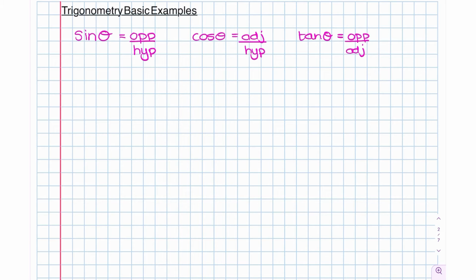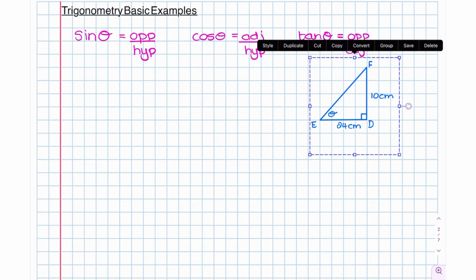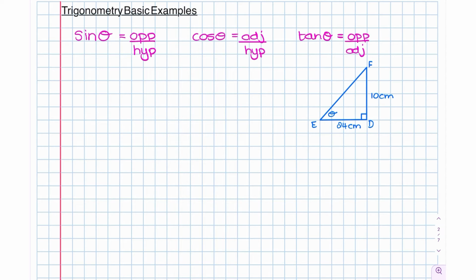So I'm going to put an example of a right angle triangle here. And we're going to do some calculations with this triangle. So first thing, we can actually work out the length of EF because we have the two other sides. So in this question, we are going to first of all work out the length of EF. And we can do that by using the Theorem of Pythagoras.